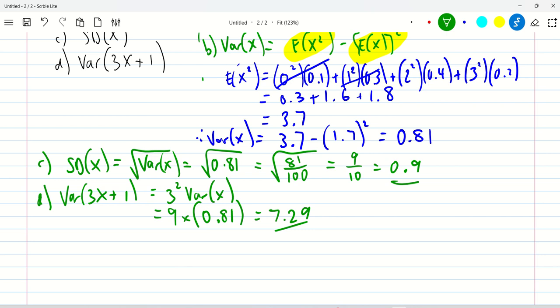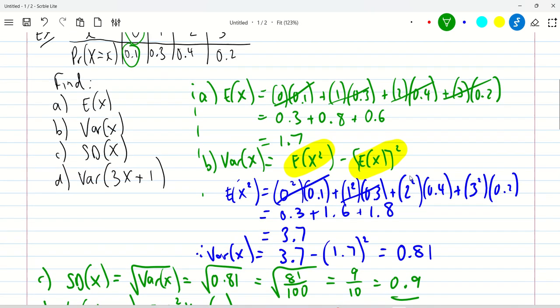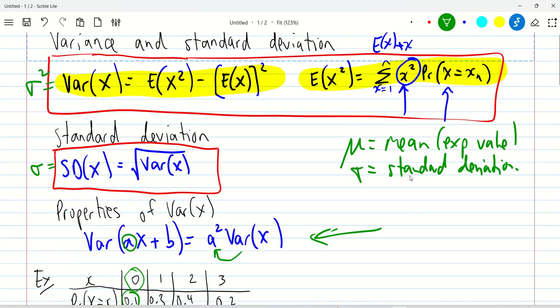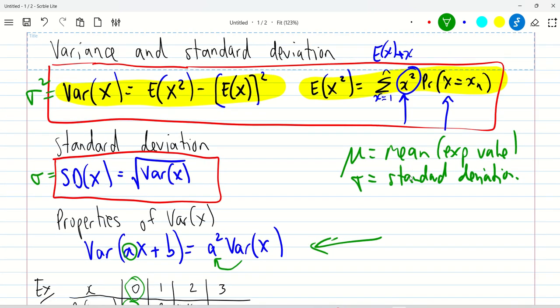I hope that all makes sense. That's how variance and standard deviation are calculated when you've got a discrete random variable. All good? I'll see you in the next video.